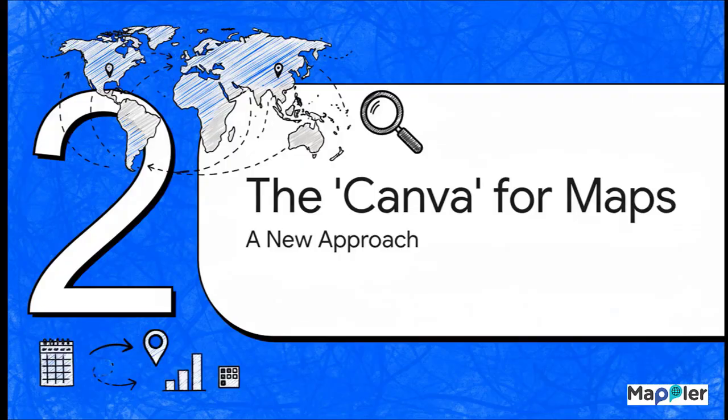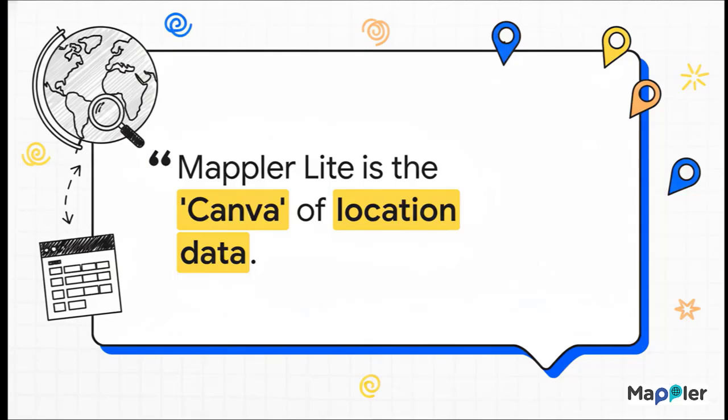Well, the answer is to think about it in a totally new way, to reimagine making a map not as some super technical chore, but as something creative, something that anyone can do. And this right here, this is the light bulb moment. Mappler Lite is the Canva of location data. Just think about what Canva did for graphic design. It took this whole field that was locked down by crazy complicated software and just opened it up. It made design accessible, creative, and honestly, a lot of fun for everybody. Well, Mappler Lite is trying to do that exact same thing, but for maps.